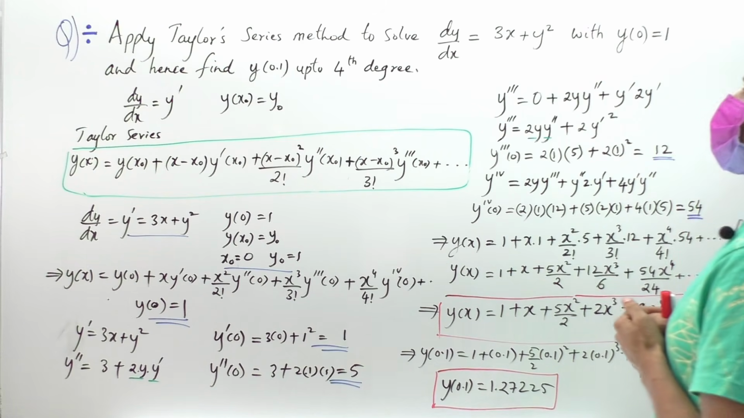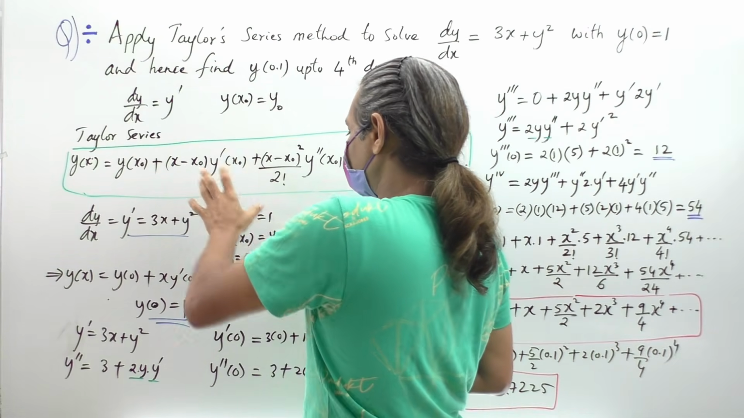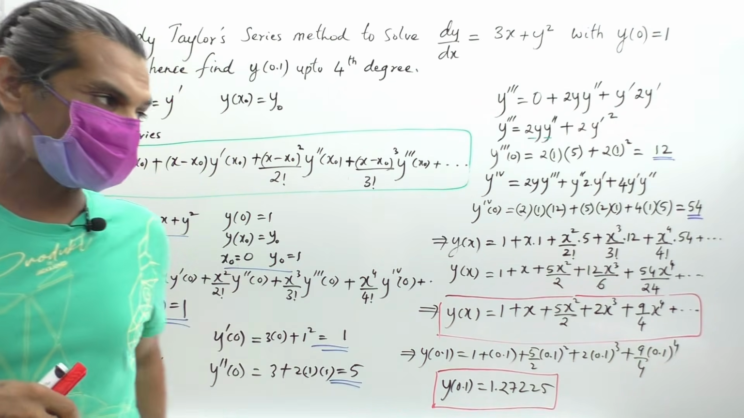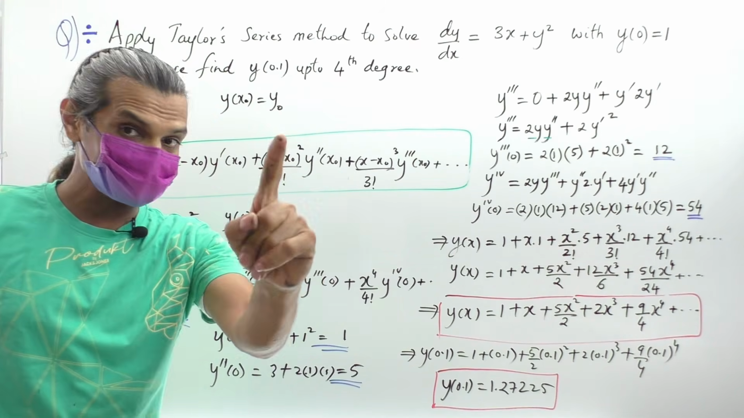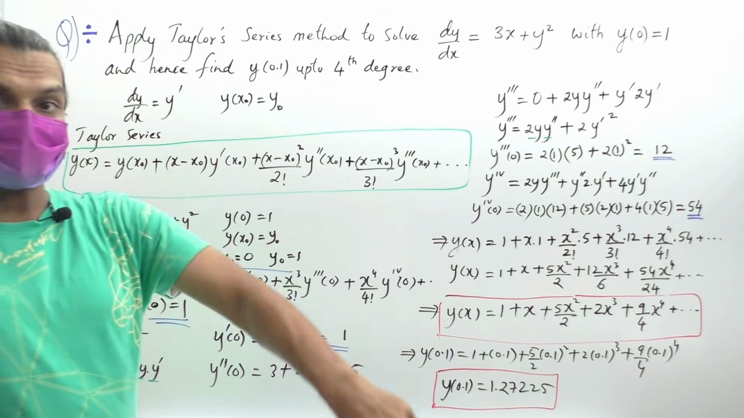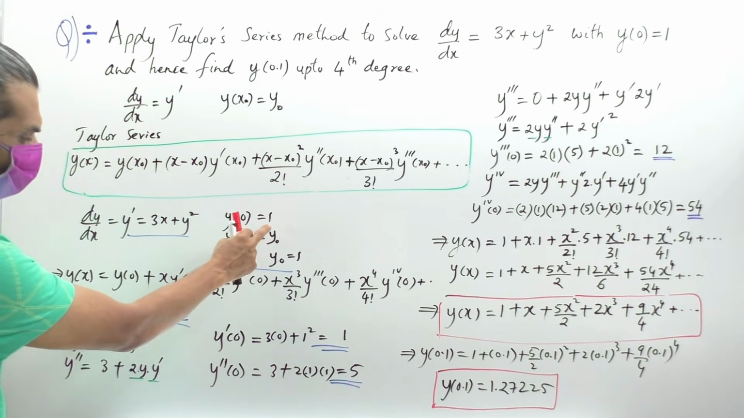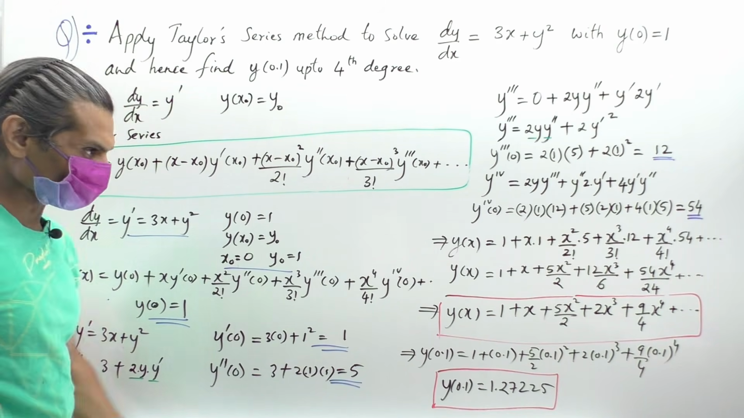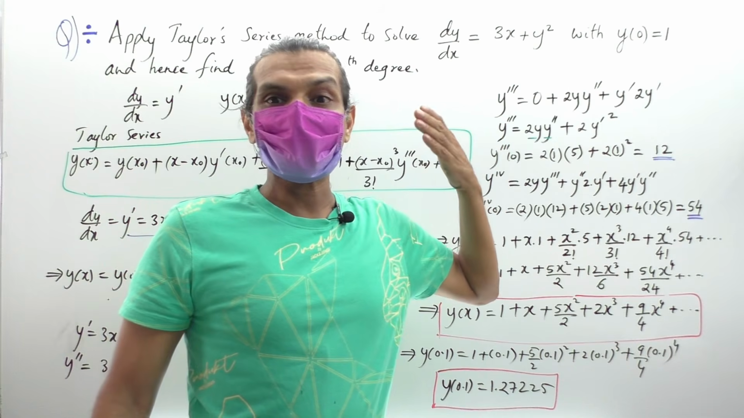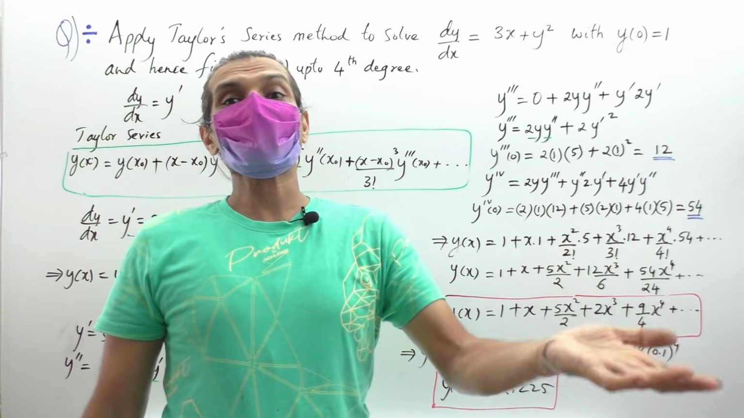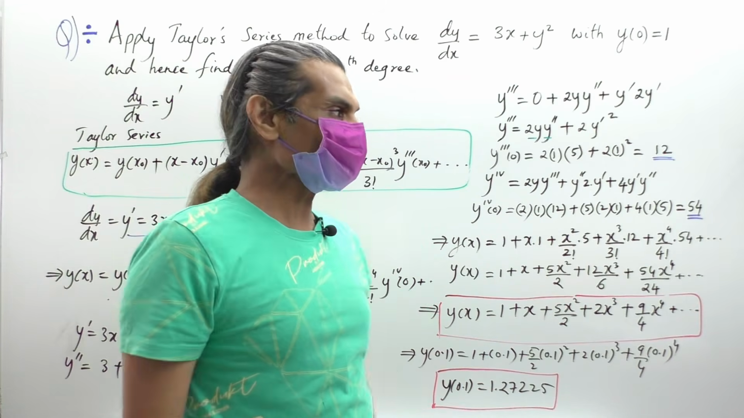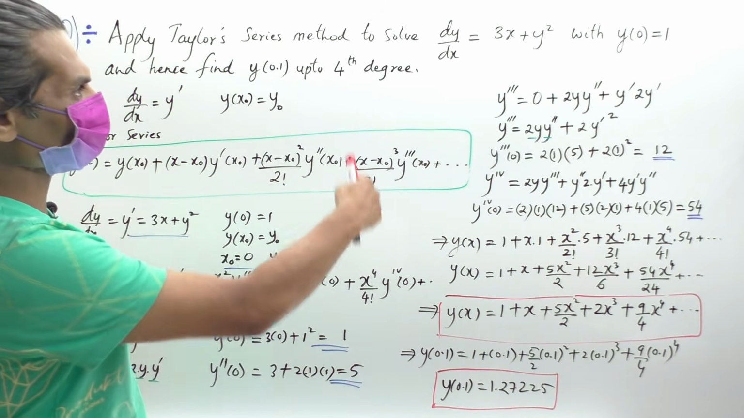First, they will already give the condition y of x naught equals y naught in the question, in all questions. Then in Taylor series, always remember the first thing: dy by dx is taken as y dash and the initial value y0 is given. So write the series and differentiate it. Correctness in differentiation comes only with practice. So practice well, you will get this. Please practice this question, very important.